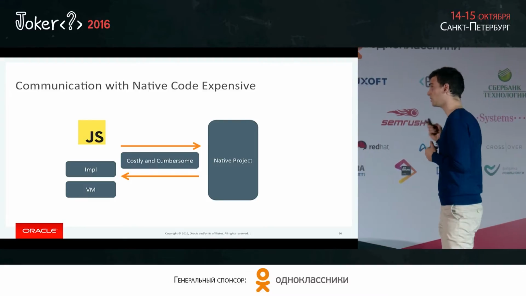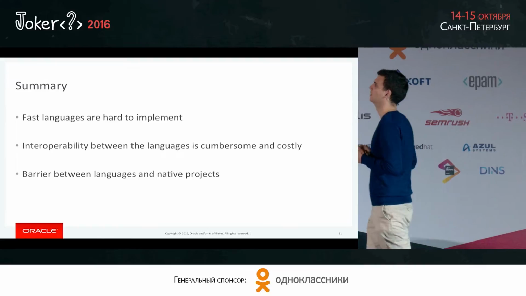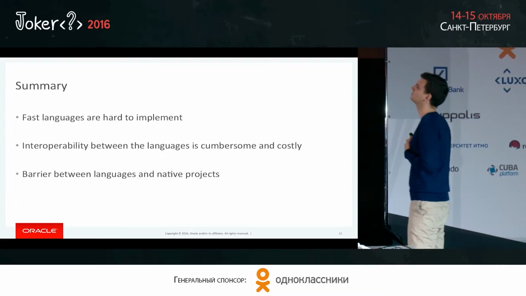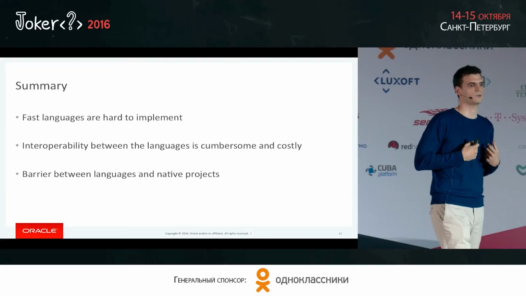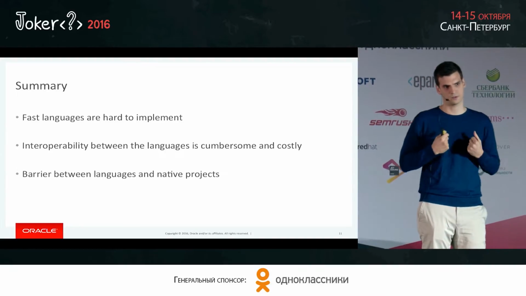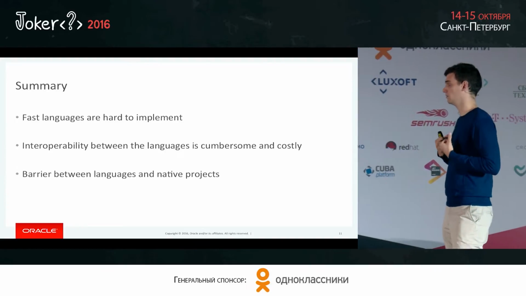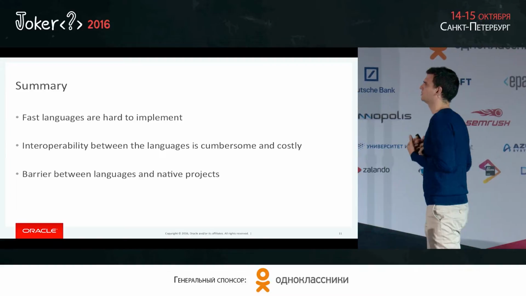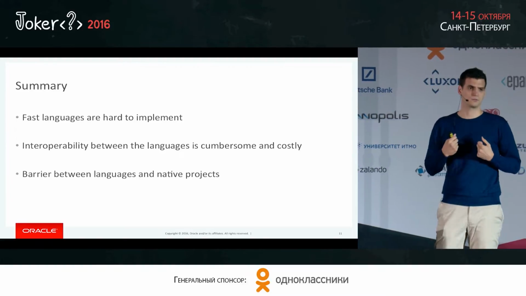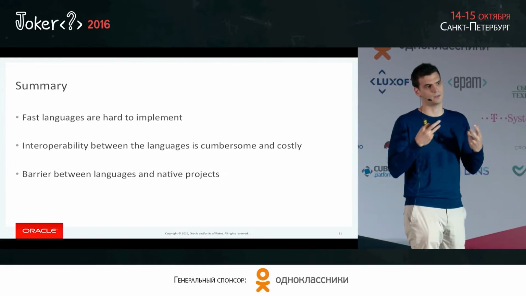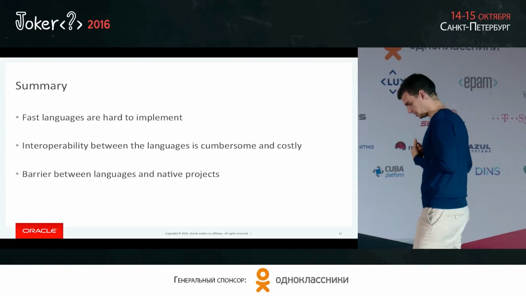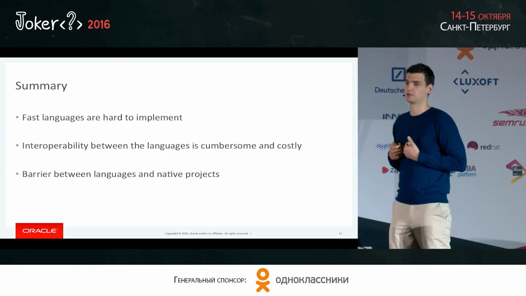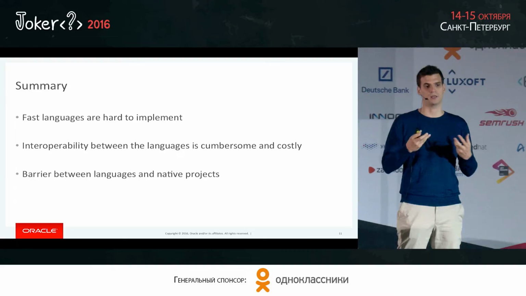So now that I stated the problems, just to summarize them: fast languages are really hard to implement, and therefore even the languages that are used by hundreds of thousands, even millions, right, are still slow. Interoperability between the languages is cumbersome and costly because they're always implemented as different projects, right? And the barrier between languages and native projects is large, so they're rarely integrated together.